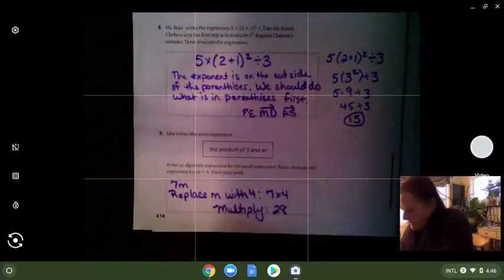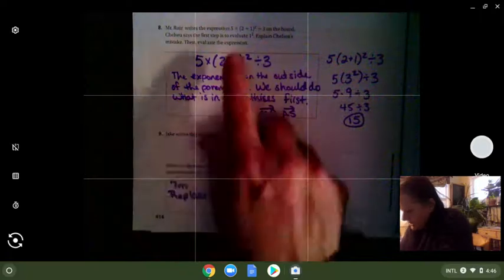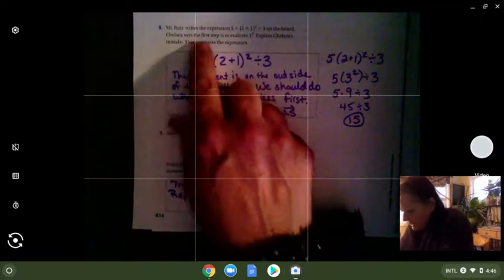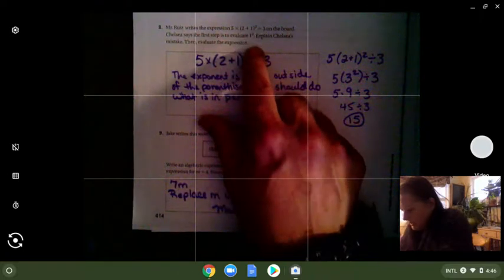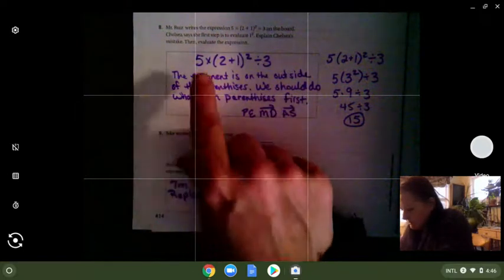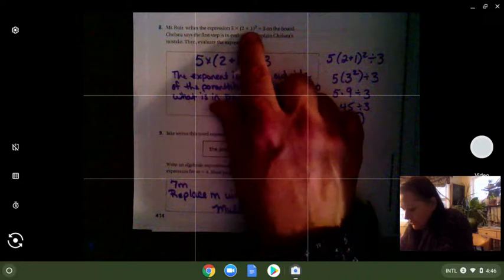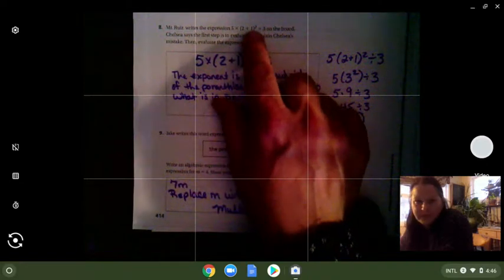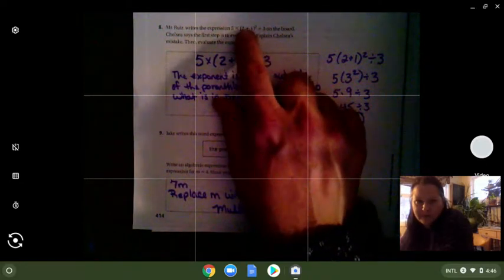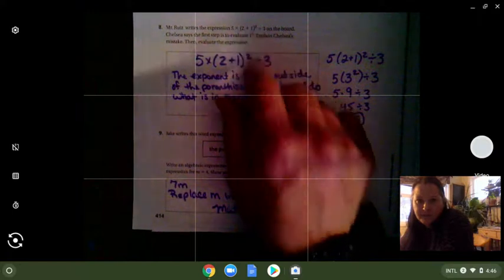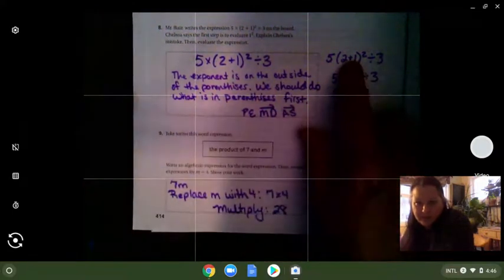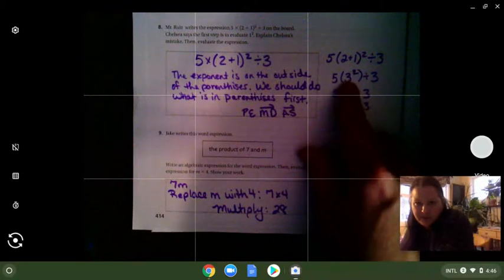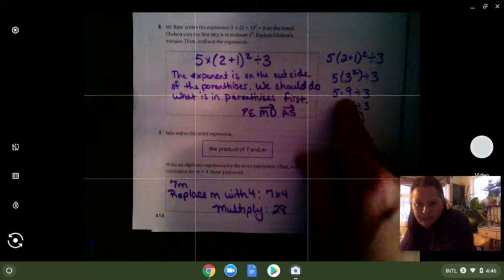All right, Mr. Ruse writes an expression. Here's the expression he writes on the board. Chelsea says the first step is to evaluate 1 to the second power. Explain the mistake. So the mistake is that the second power is on the outside of the parentheses, which should mean you do what's inside of the parentheses first, and then we'll take whatever that answer is and raise it to the power of 2. So that's what we do here. We do the 2 plus 1 first, you get 3. Then you do 3 to the second power, which will be 9.